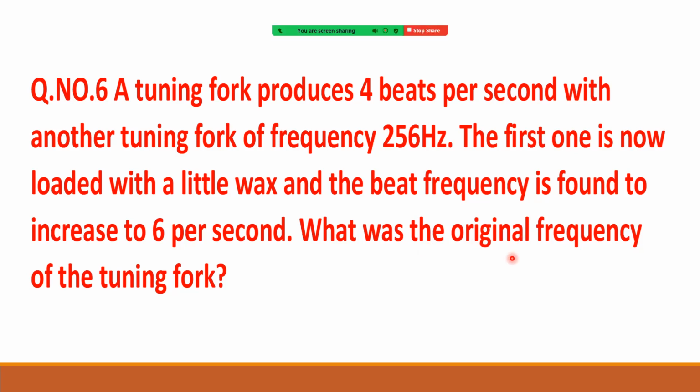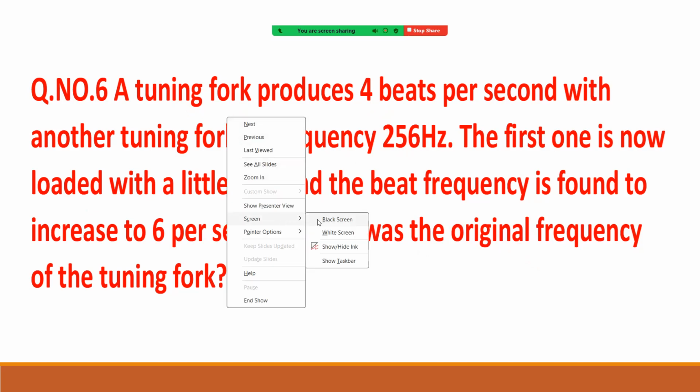So you are given two tuning forks. One tuning fork's frequency is not known. The other is given as 256, and the beats are 4. The first one now has some wax added. Then the beat frequency increased to 6. So we have to find the original frequency of the tuning fork. See how we start the problem.